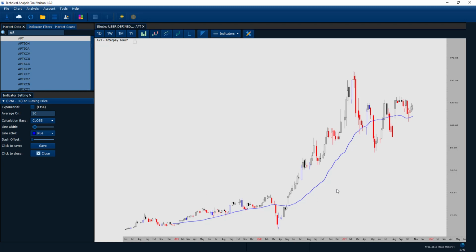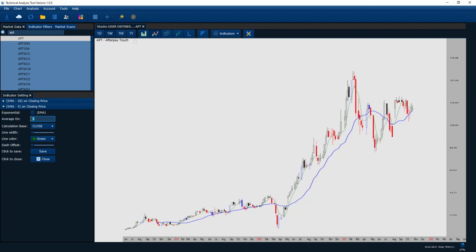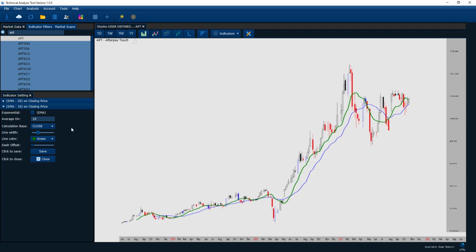The second one is people usually use moving average as a moving support and resistance. So moving average can be used as a resistance or support. Okay, let's bring up another one, 10 weeks. Yeah, let's say 10 weeks.